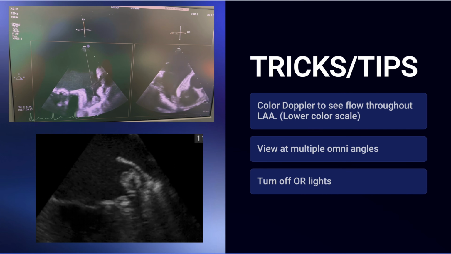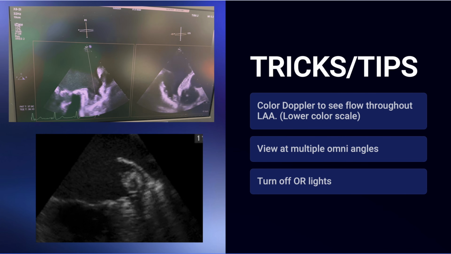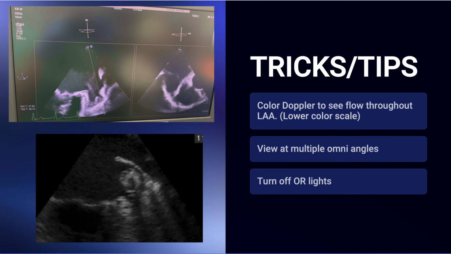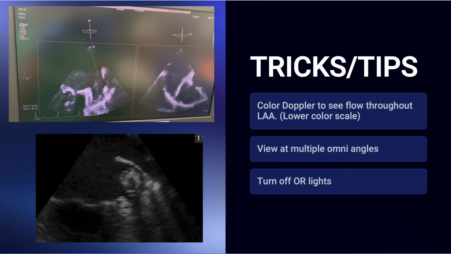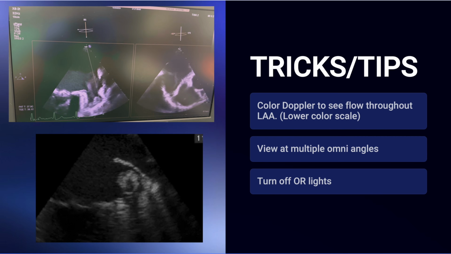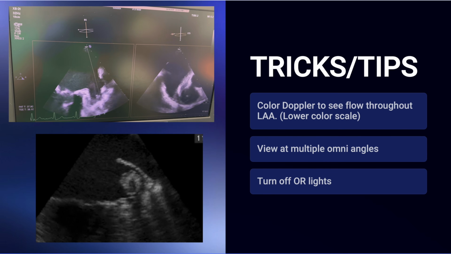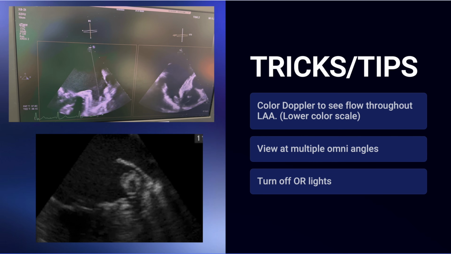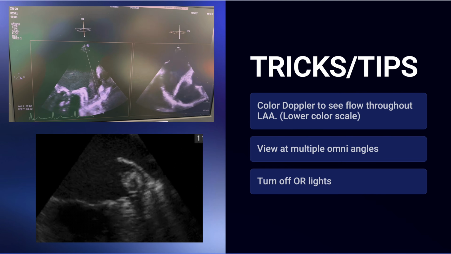Also look from multiple omni angles. This will help you rule out artifacts as causes or even help you see clots from a different vantage point. Finally, if you really need help, turn off your operating room lights as well. Sometimes these black and white images are much easier to see with the lights off in the room if you really need to make this assessment for clinical decision making.